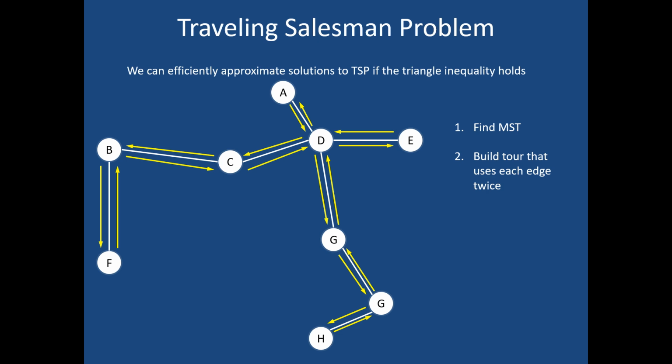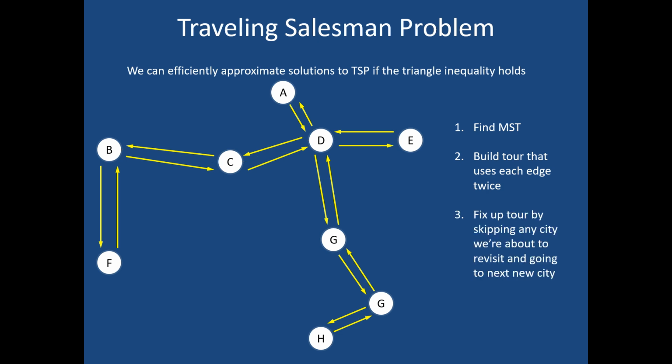Yeah, because you're right. You're not allowed to go from H to G and from G to H. You get twice as many edges as you're supposed to have in this. So we're going to do the following thing. We're going to fix up the tour. We're going to go in the tour again, but we're going to skip any vertex that we're about to revisit and instead go to the next city directly. So let's see how that works.